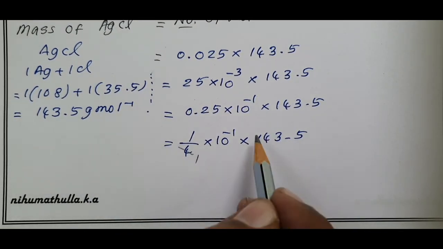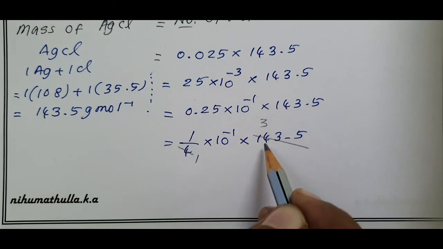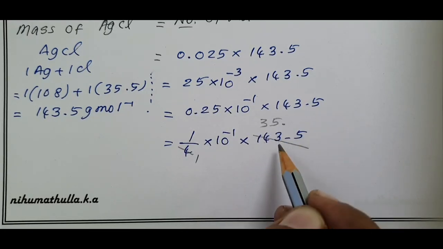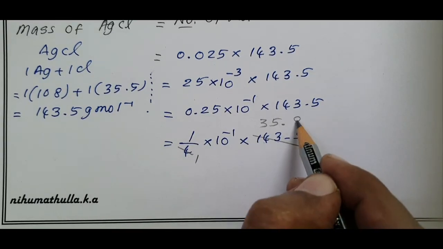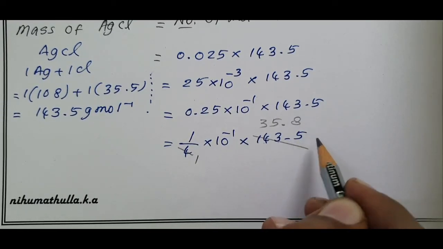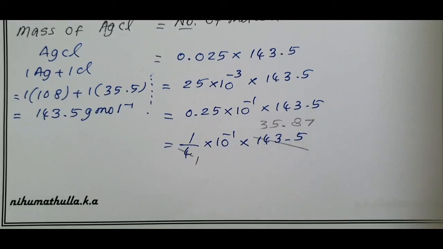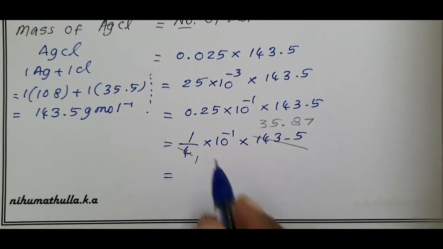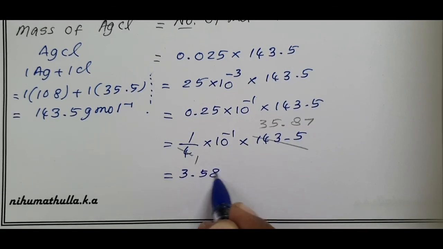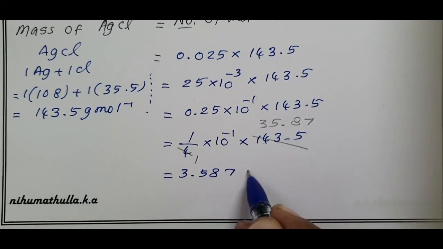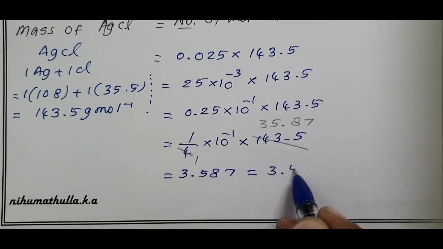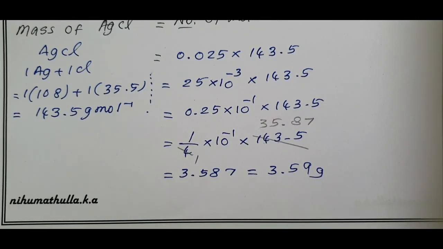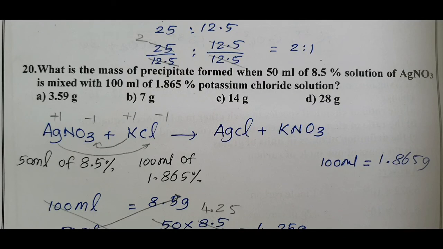1 4 is 4. 3 4s are 12, remaining 23. 5 4s are 20, remaining 3, 35. 8 4s are 32, remaining 3, 13. 7 4s are 28 and so on. Into 10 power minus 1 means 3.587, or approximately 3.59 gram. So what is the answer? 3.59 gram. So question number 20 answer is A, 3.59 gram.